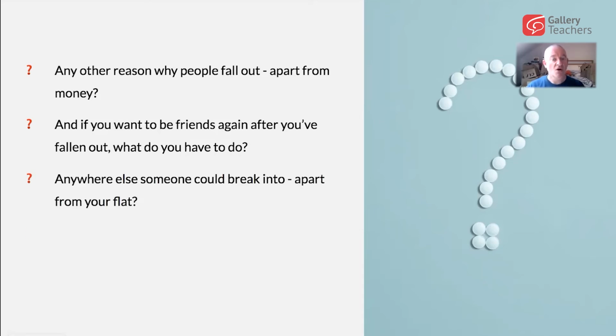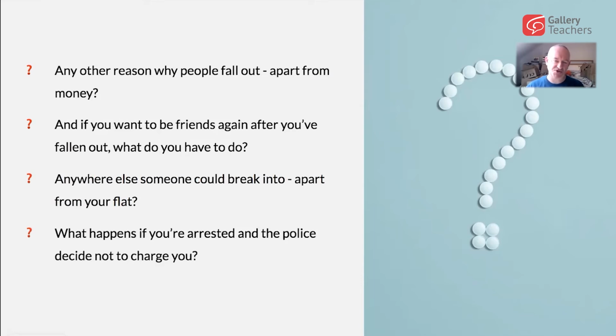Okay. What happens if you're arrested and the police decide not to charge you? Yeah, they let you go. You're released without charge. Good.